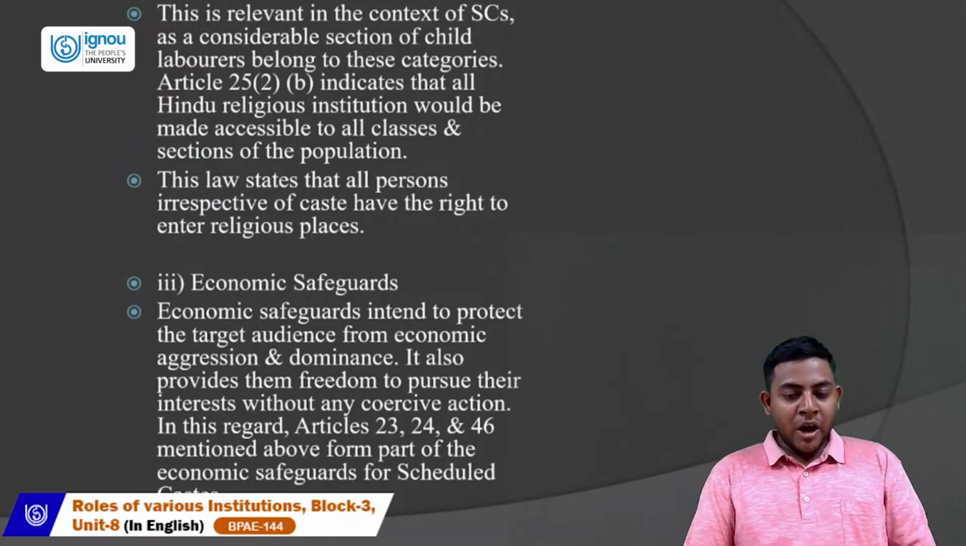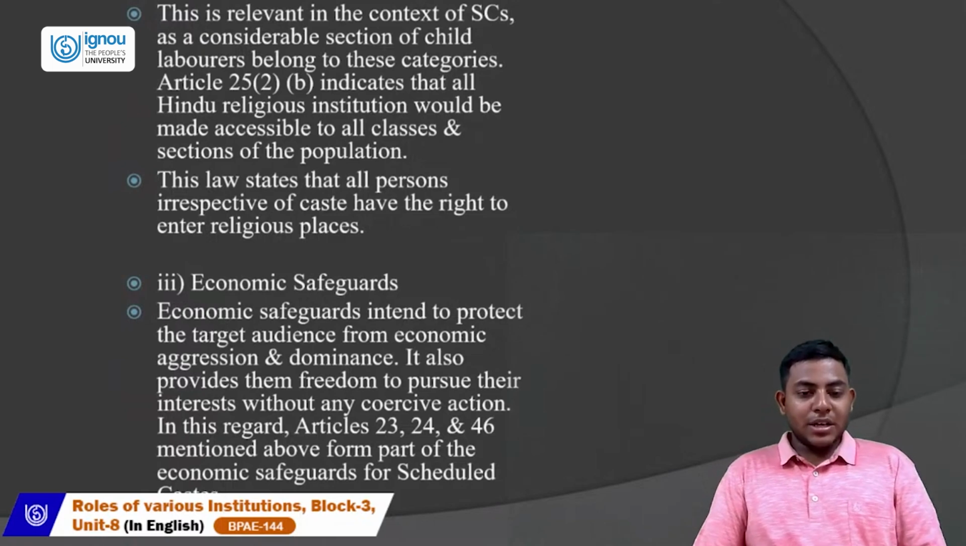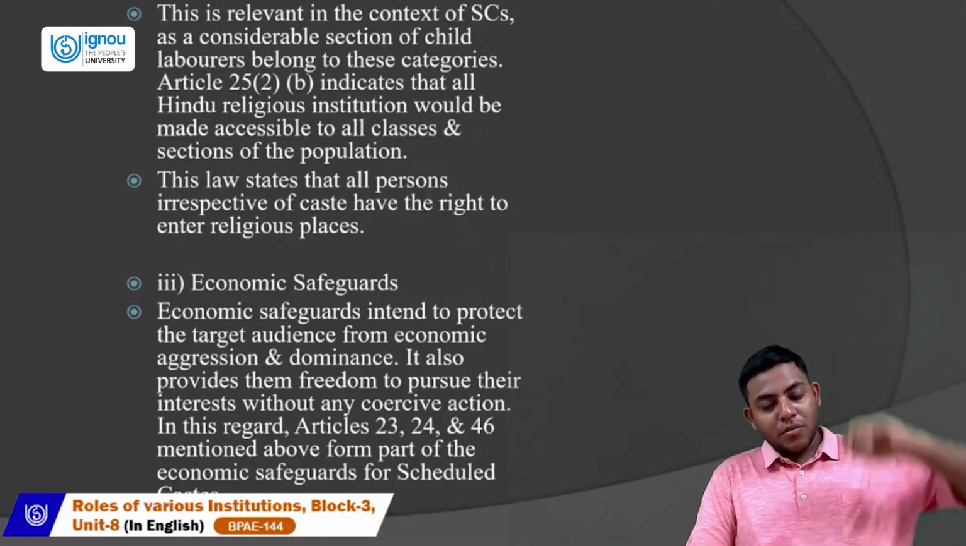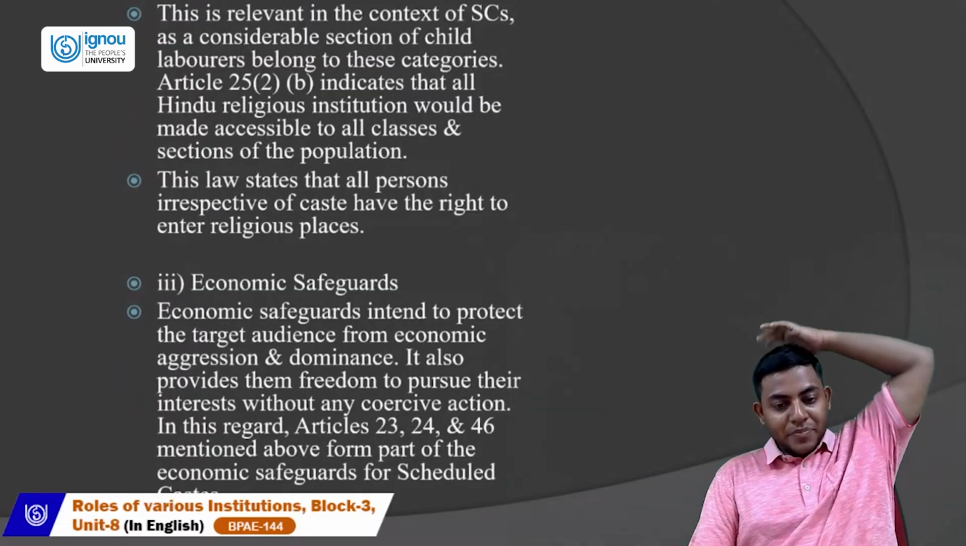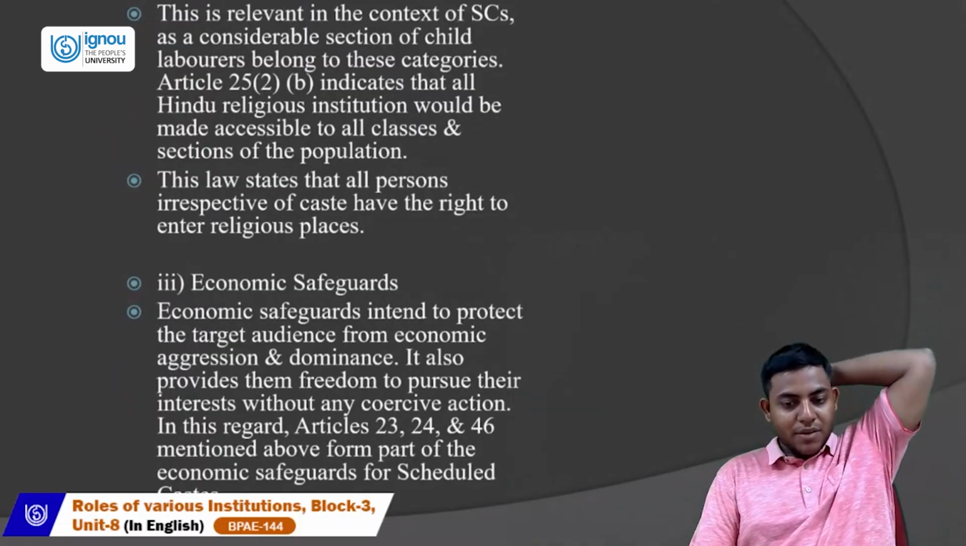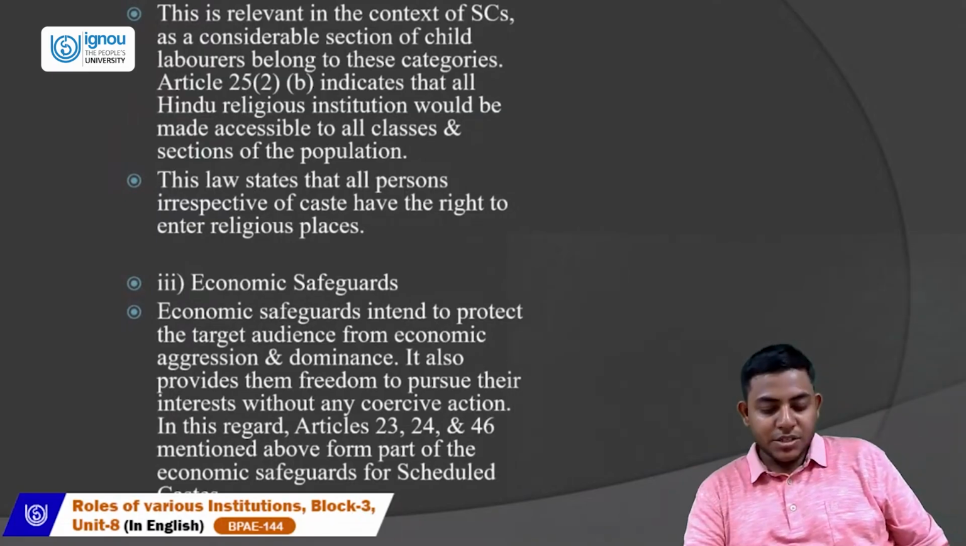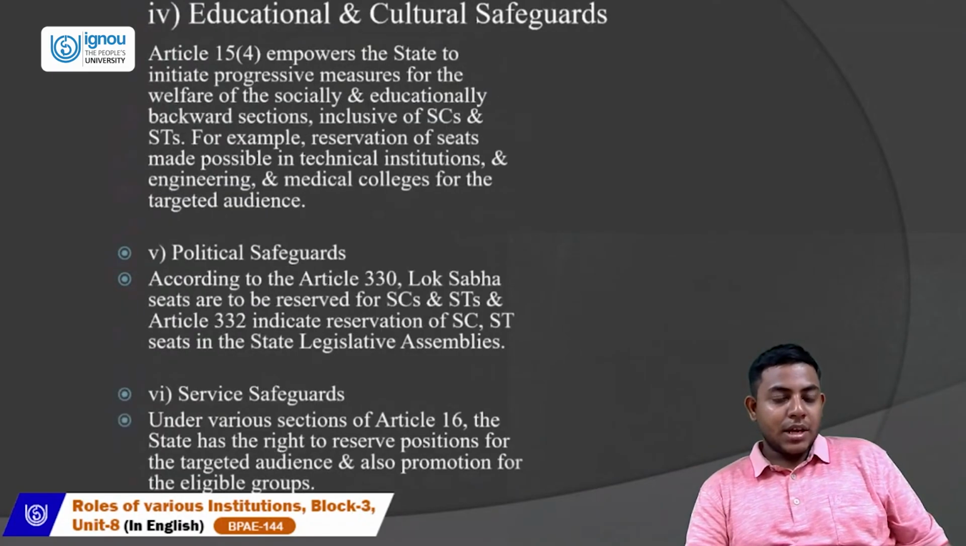Also, there are certain economic safeguards. Economic safeguards intend to protect the target audience from economic aggression and dominance. They also provide them freedom to pursue their interests without any coercive action. In this regard, Articles 23, 24, and 46 mentioned above form part of the economic safeguards for the scheduled caste community. There are certain educational and cultural safeguards as well.